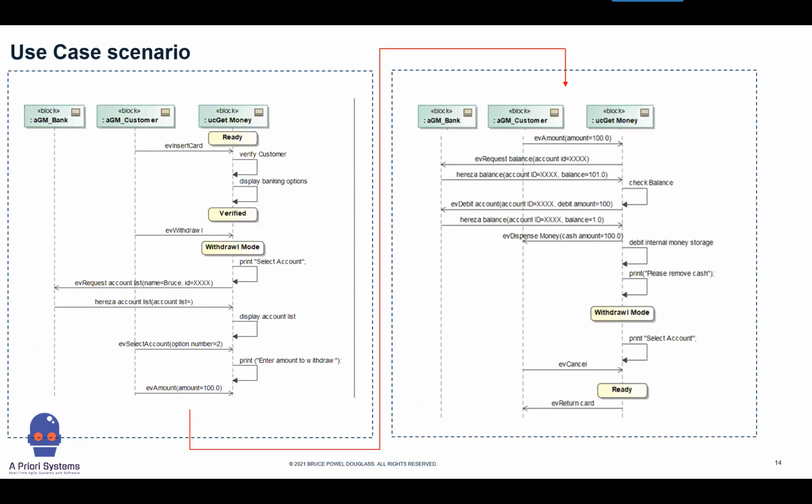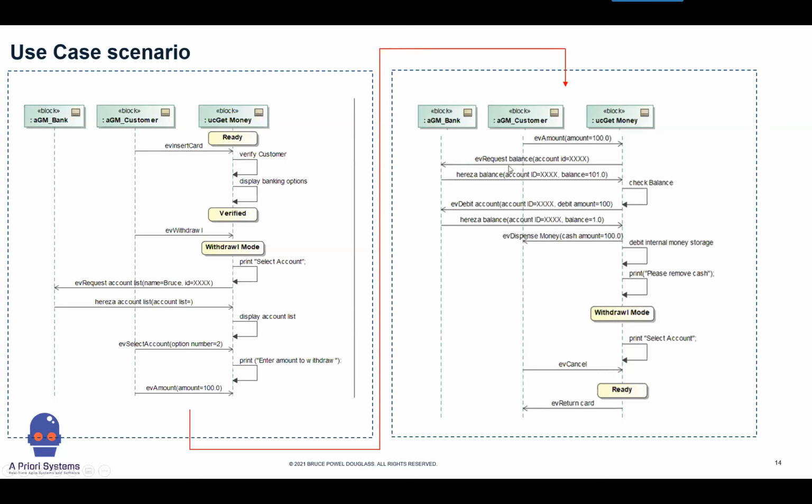And then we start building up these scenarios. So here I've got my lifelines. Here's my use case for get money, my actor for the customer, and the actor for the bank. We insert the card, we verify the customer, and display the options. The customer then selects withdrawal. I want to withdraw money. And the system displays which account sets. They select a particular account. Then they say, I want to withdraw from that particular account. It says, well, how much?